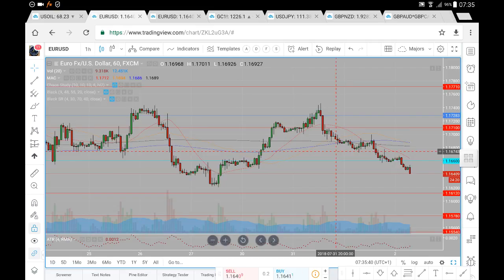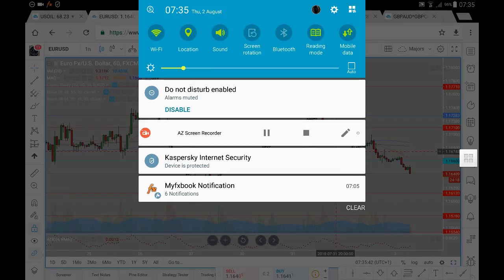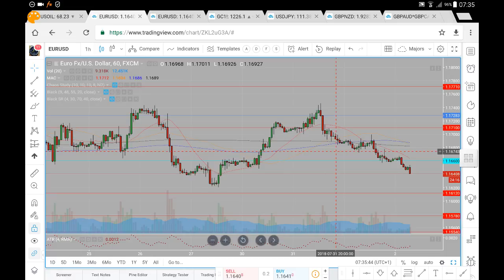So this Euro Dollar analysis for Thursday, the 2nd of August. Now, let's just have a look at what happened with prices and where prices may likely go. So, previously we've seen prices sell off from around the 1740s.